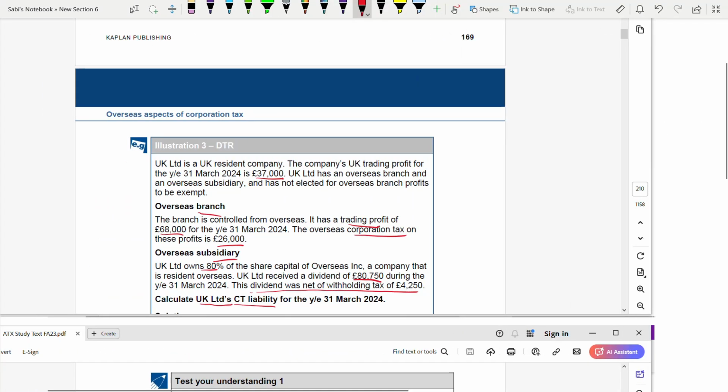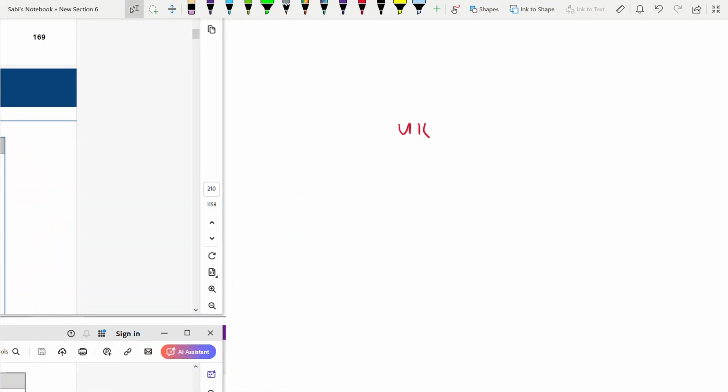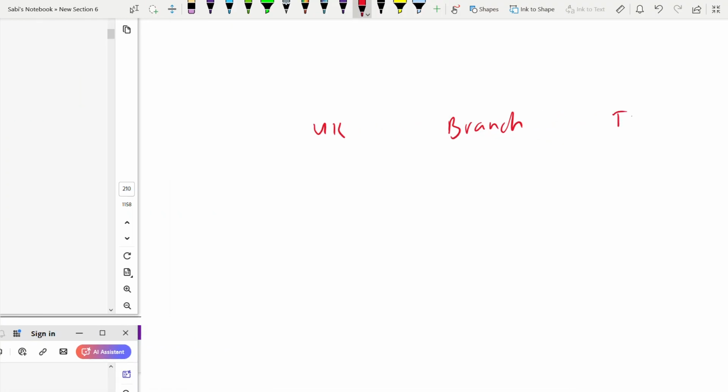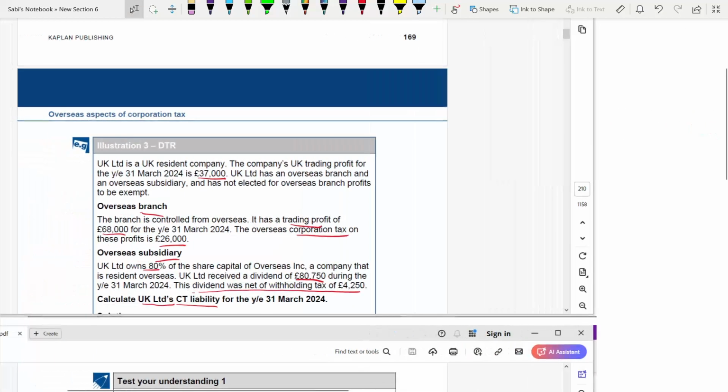And the branch. Remember, overseas subsidiary will not be charged to UK corporation tax. And the total. So what is the profit of UK? 37 and 68.